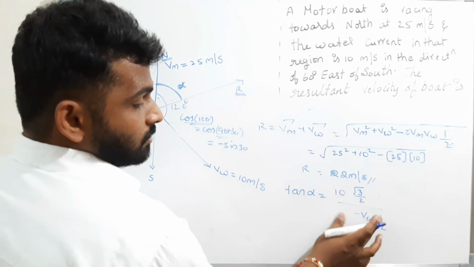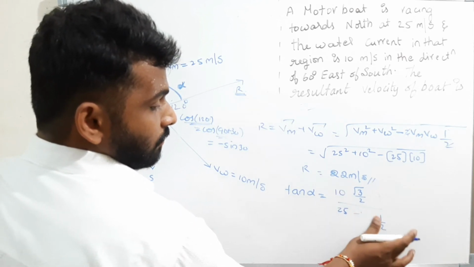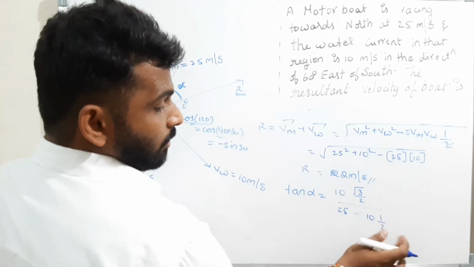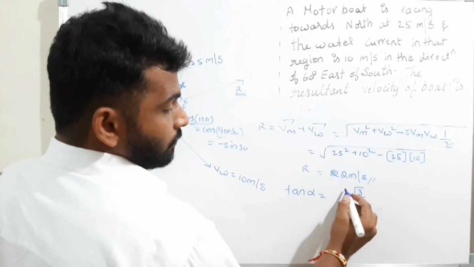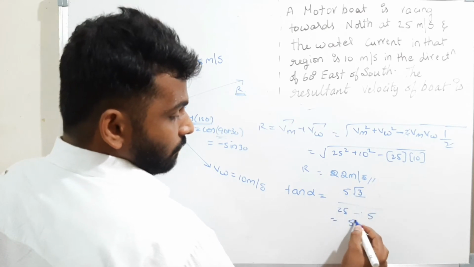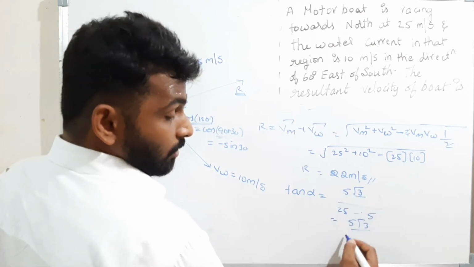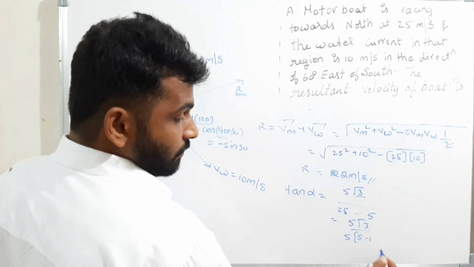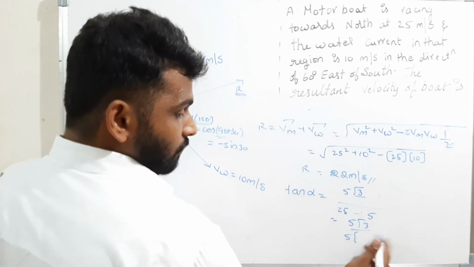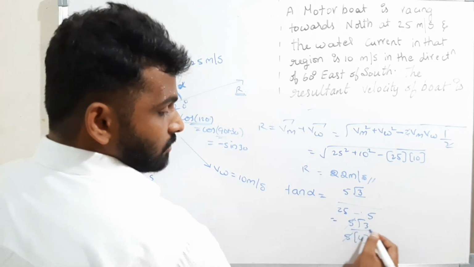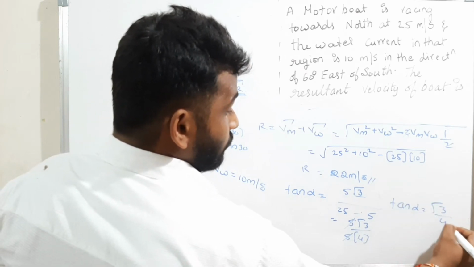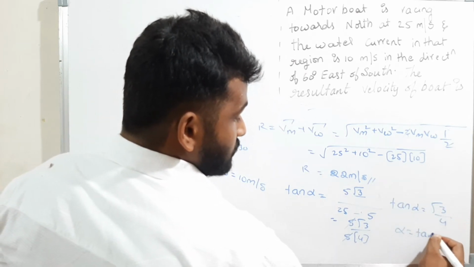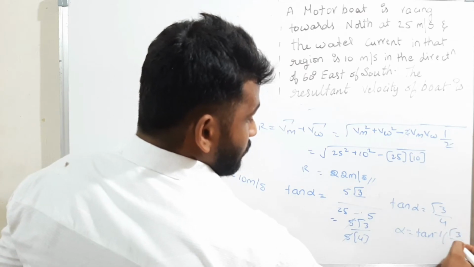Velocity of motorboat is 25. Velocity of water is 10. Therefore 10 by 2 is nothing but 5, and 10 by 2 is nothing but 5. What is the answer? I can take 5 root 3. I can take 5 common. If I take 5 common, 5 minus 1, that is nothing but 4. Therefore 5 cancelled off. What is tan alpha? I got tan alpha as root 3 by 4. Therefore alpha is equal to tan inverse root 3 by 4.